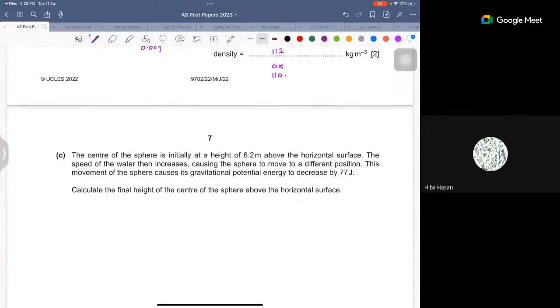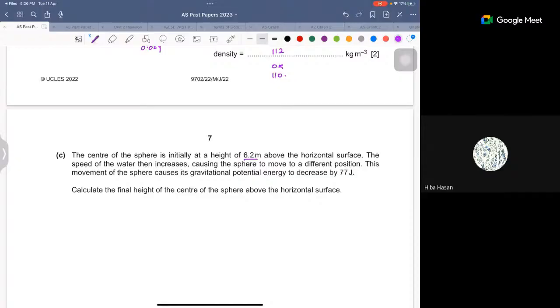Then the center of the sphere is initially at a height of 6.2. Wahaj. So here, do I know you? Maybe not.